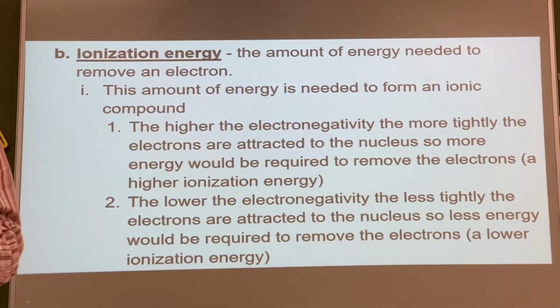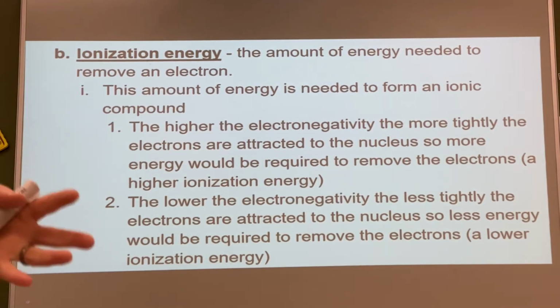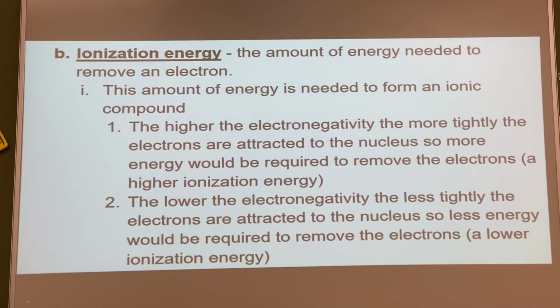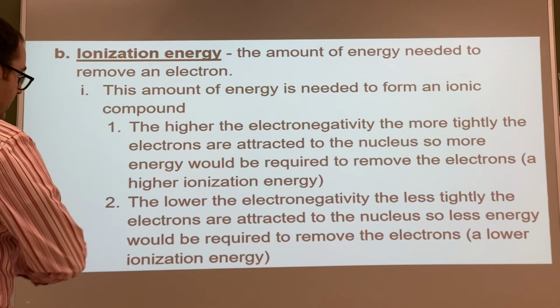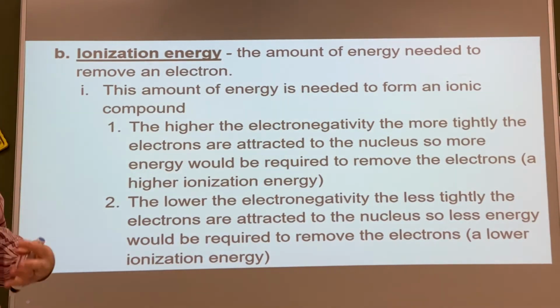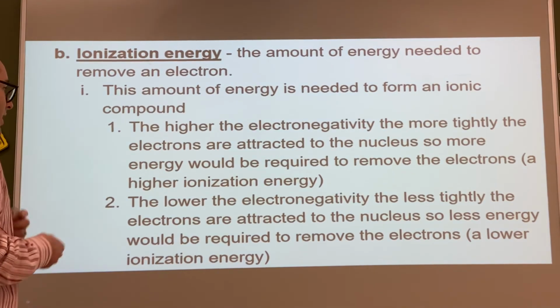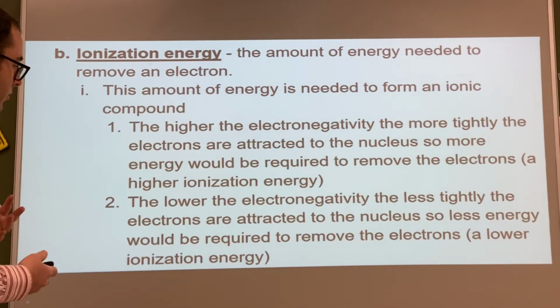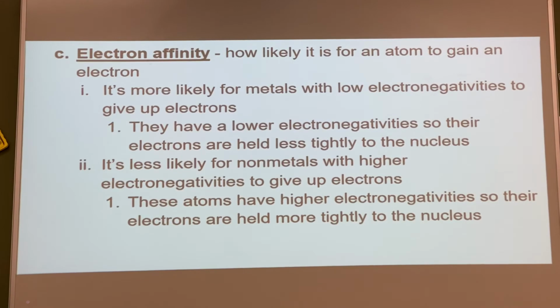All right? So in this case, the metal side of the periodic table generally become positive because they have lower electronegativities, and then the non-metal side generally become the negative ones because they have higher ionization energies and higher electronegativities. So it all kind of works together in here.